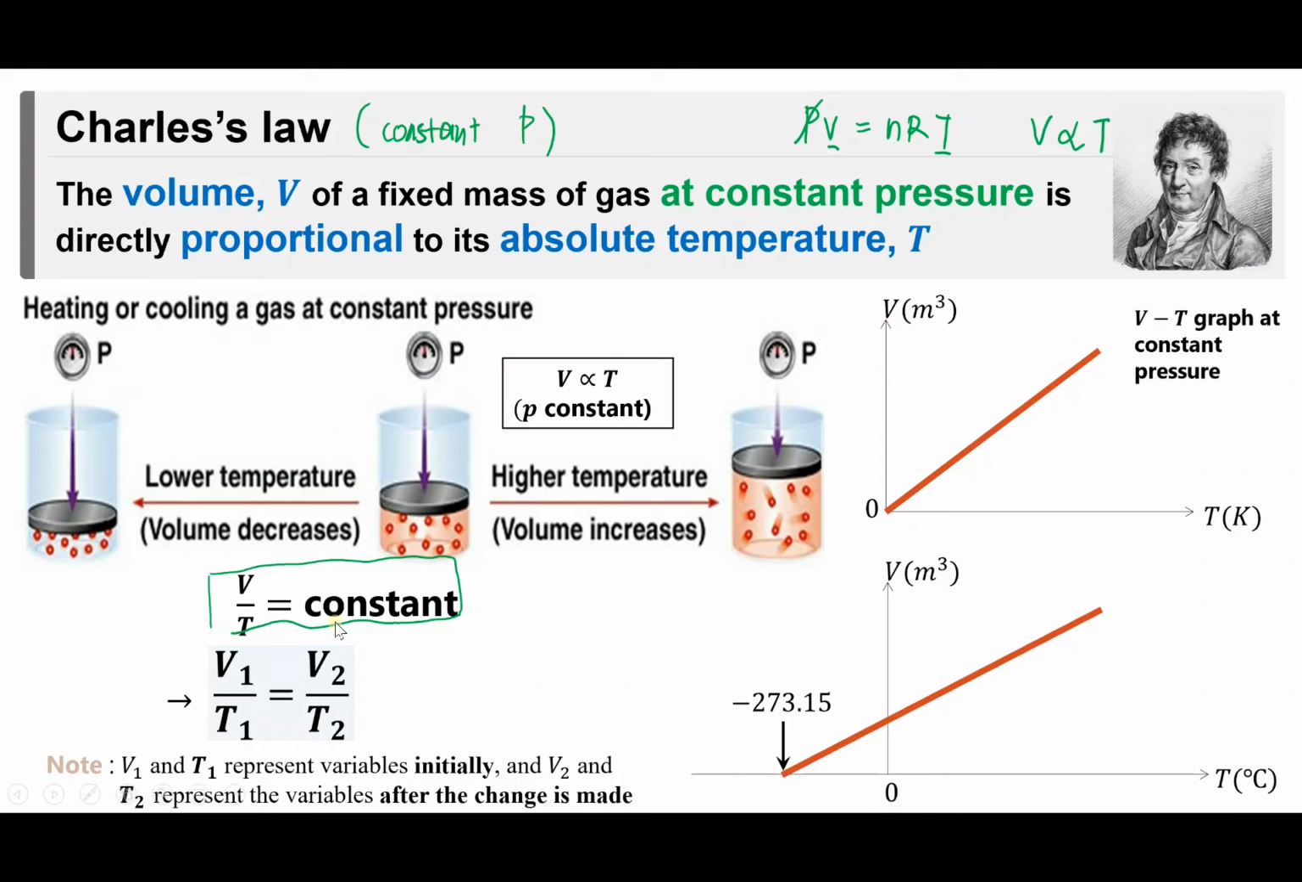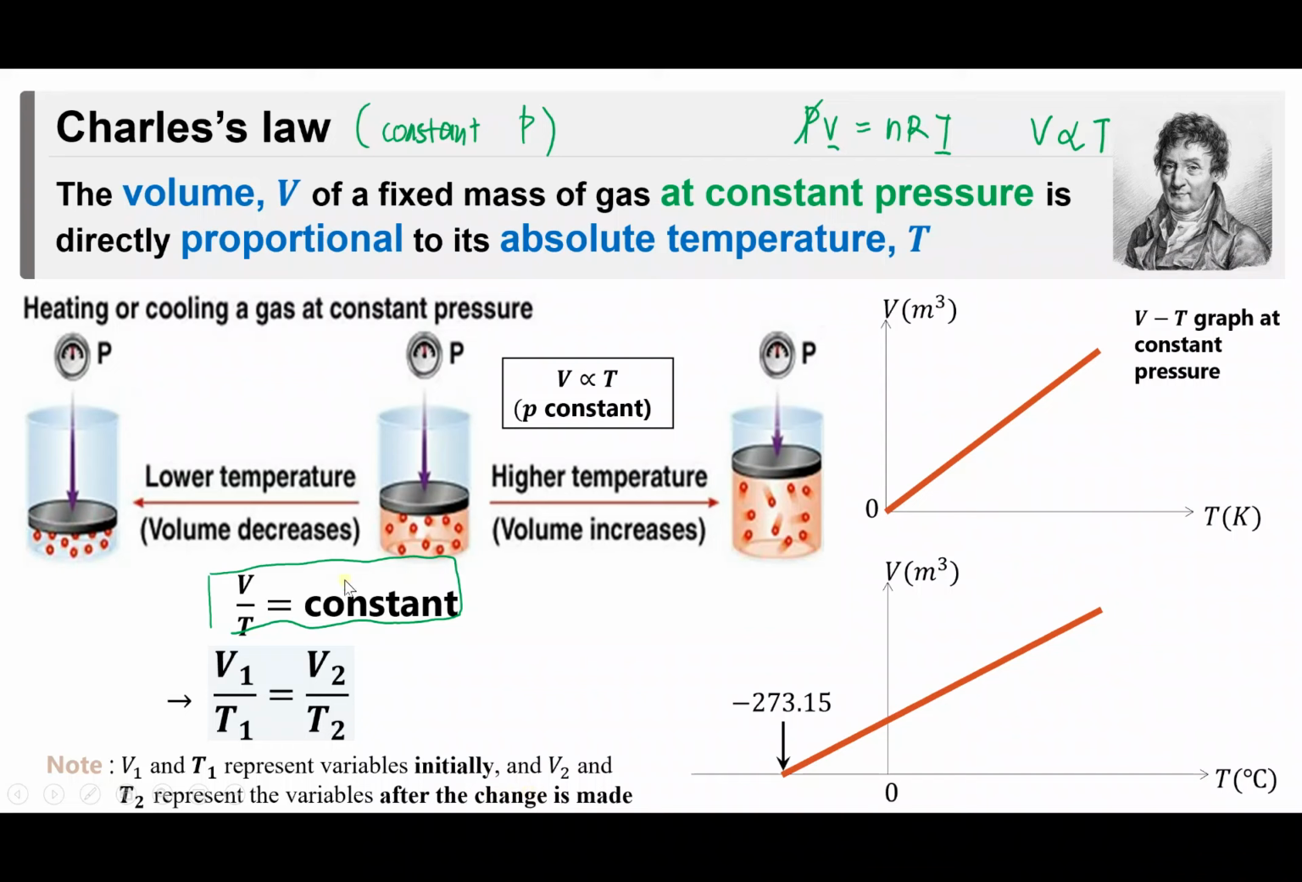So, maksudnya, throughout the process, kalau ada apa-apa yang you ubah, temperature ke, volume ke, okay, dia akan sentiasa sama. That's why kita boleh come out dengan equation V1 over T1 equals V2 over T2. Okay, so V1 and T1 represent the variables initially. So, V1 volume initial, temperature initial. Then, make sure volume and temperature semua ni mesti dalam SI unit. Wajib. Okay, mesti dalam meter cube, temperature mesti dalam Kelvin. You have to convert.